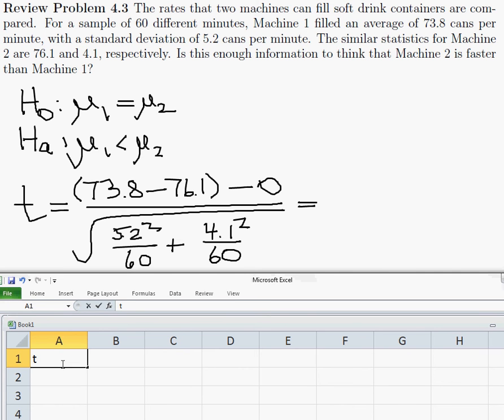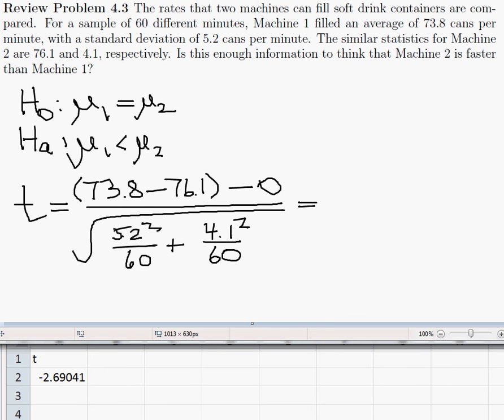So the t-value works out to be 73.8 minus 76.1 divided by the square root of 5.2 squared over 60 plus 4.1 squared over 60, for negative 2.69. Now the next step that we need to do after I write down that result is to figure out the number of degrees of freedom. Let me clear out a little bit of space here so that I have room to write it down.